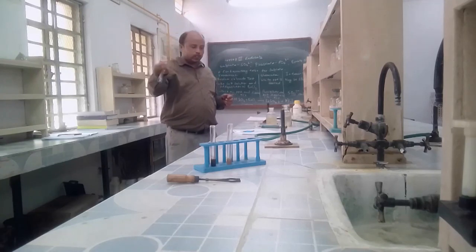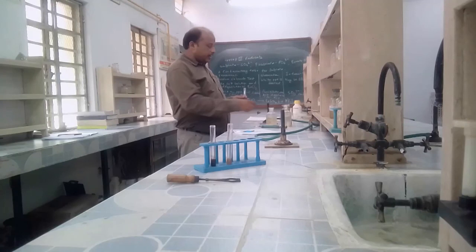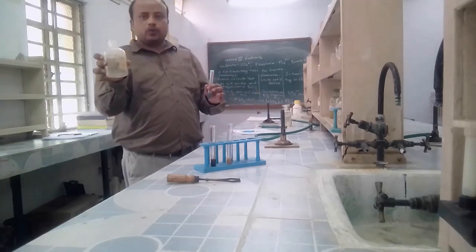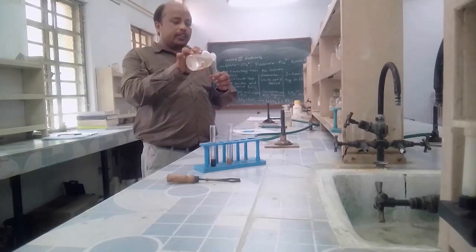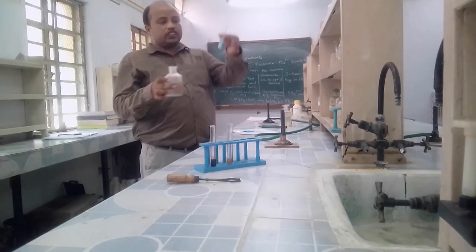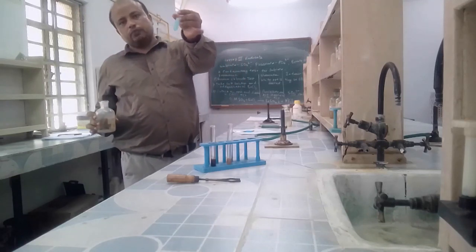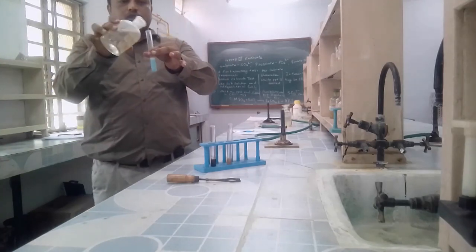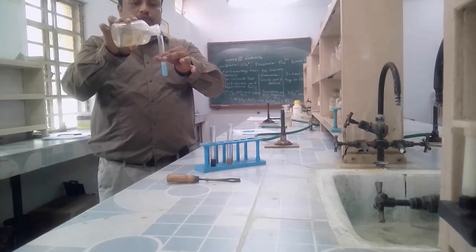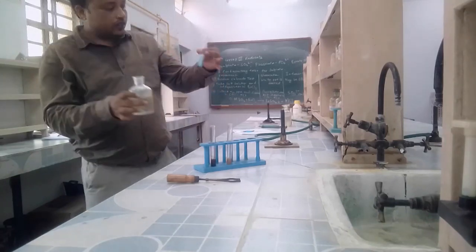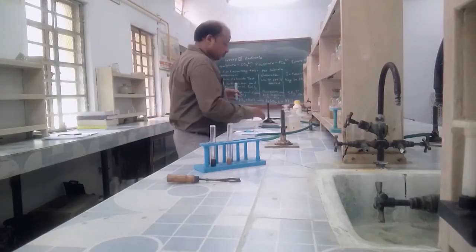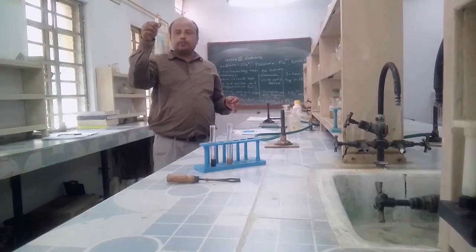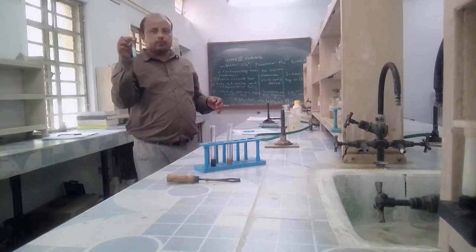Now see here, this is a soluble salt. Now what we have to do? We have to add barium chloride. When barium chloride is added to the salt solution, we'll see that a white precipitate appears. You see here, it has become white. The white precipitate has started to appear. Now, this white precipitate tells that it may be sulfate.